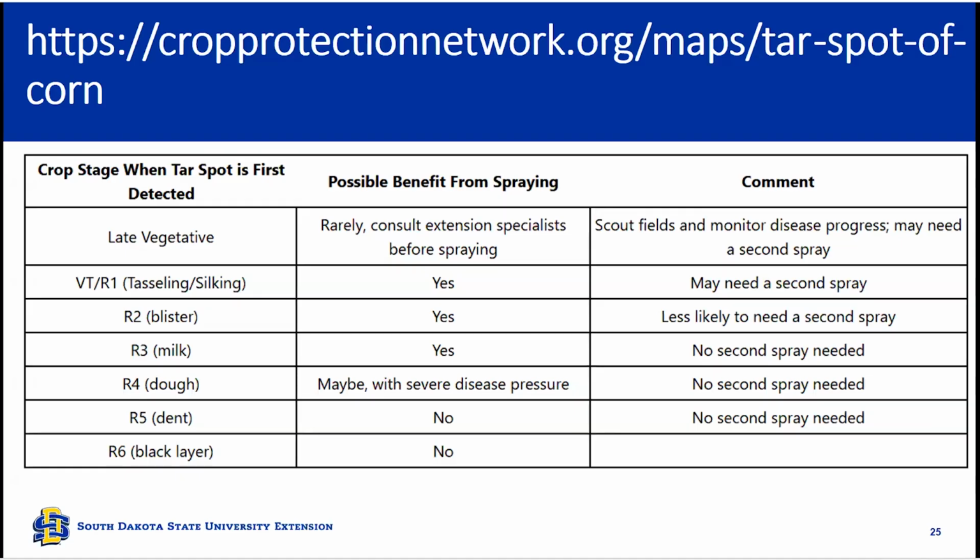But this is just one of the timings, right? We really recommend VT would be the time to start. If you have an issue with tar spot or are seeing it, you may need to apply an application. Some states or areas may have to do a second application, even though they've applied that fungicide. So again, this information on tar spot is found on the Crop Protection Network website. Great information.